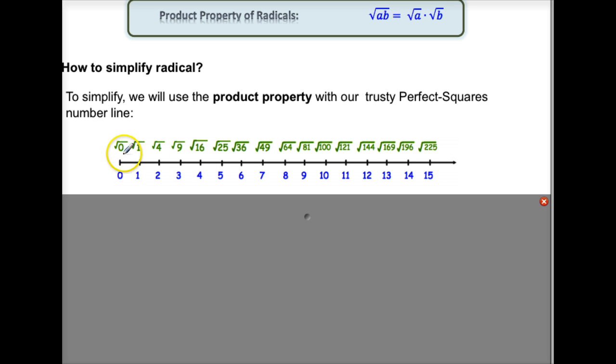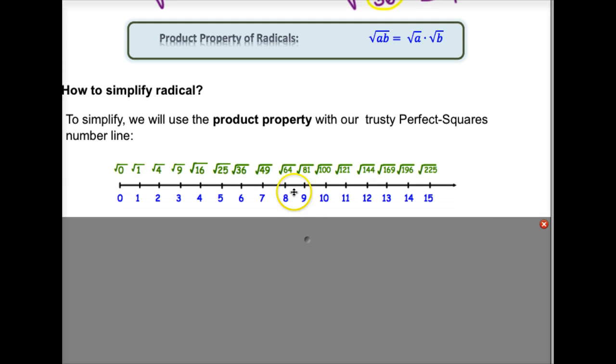And then I want to write the square root on top. All I'm going to do is take the number at the bottom in blue, square it, and put it under the radical. So 0 squared becomes the square root of 0, 1 squared is 1, 2 squared is 4, and so on. 8 squared is 64, 12 squared is 144. All this is telling you is that the square root of 121 is 11.